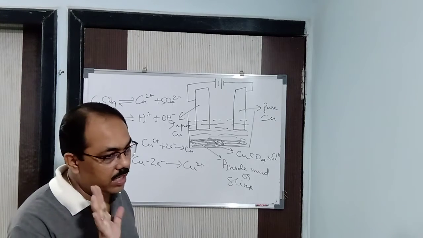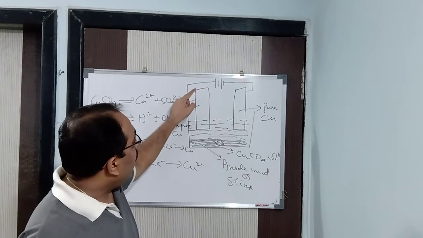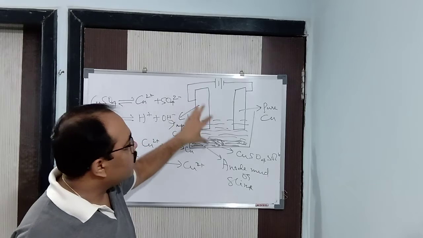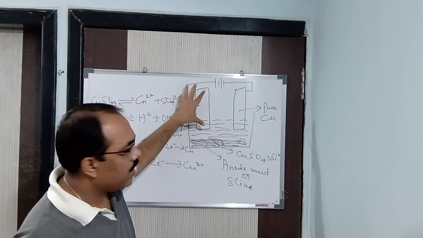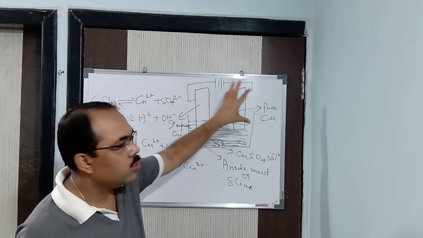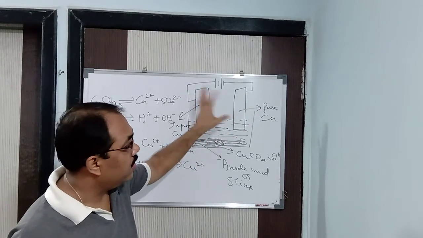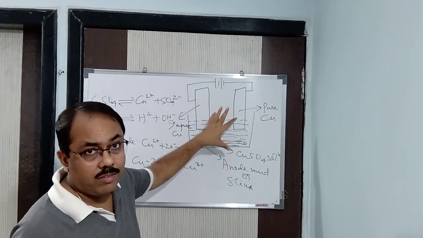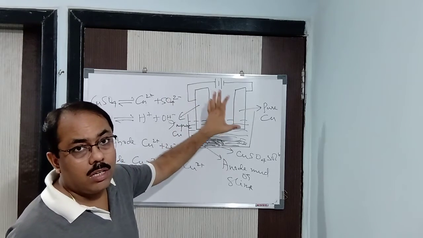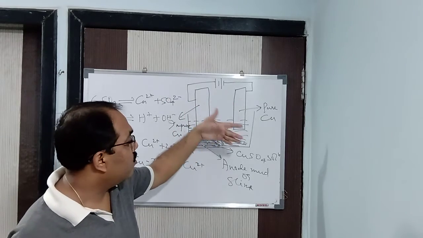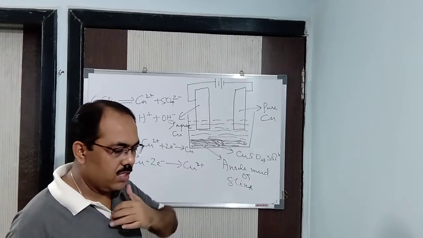So remember that in case of refining, the metal which is to be refined, the impure one, is kept as the anode, and the pure one should be kept at the cathode. And the electrolyte should be of the same metal solution. If it is copper, then copper sulfate. If it is nickel, then nickel sulfate solution. If it is silver, then silver cyanide solution, or sodium argento cyanide solution. In the previous case, we have taken it.